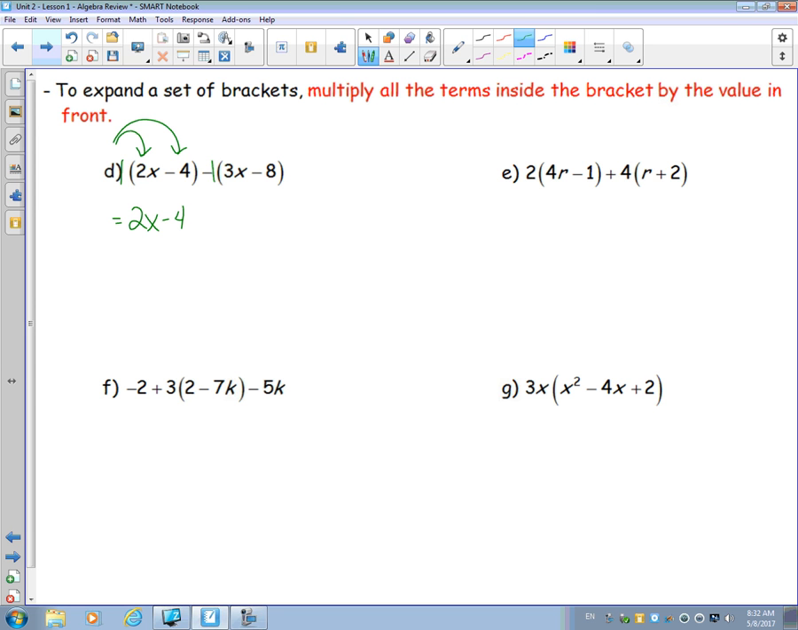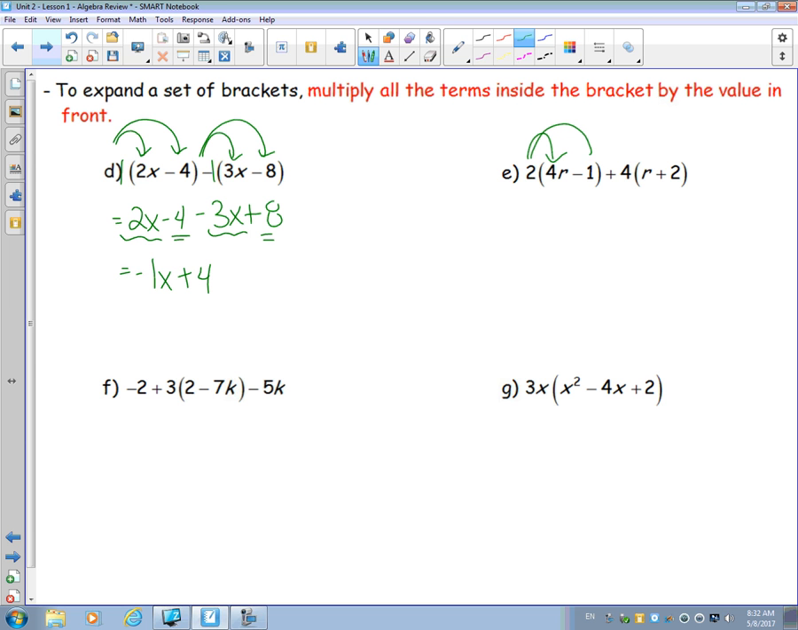The next one has a negative 1 in front. Here, it does make a big difference because our signs are going to change. Once I've expanded brackets, I want to look for like terms. So the 2x and the negative 3x gives us negative 1x, and negative 4 and positive 8 gives us plus 4. Okay, we'll try the next one.